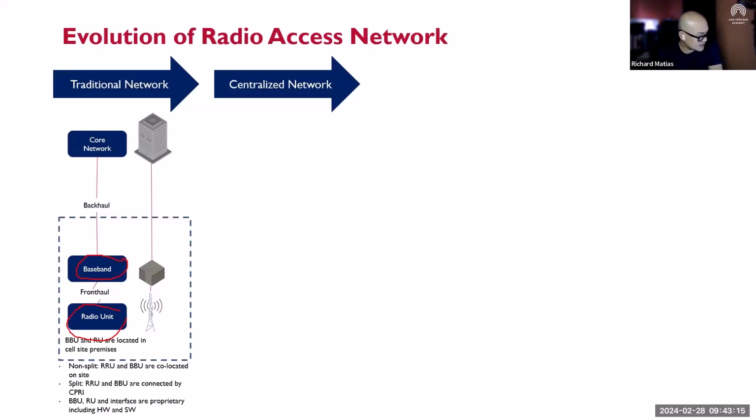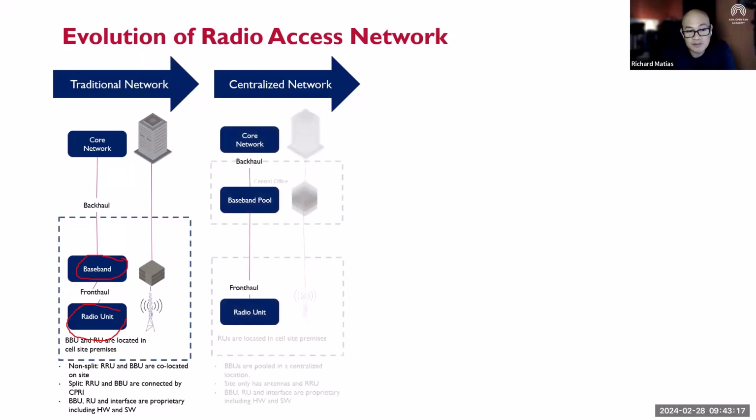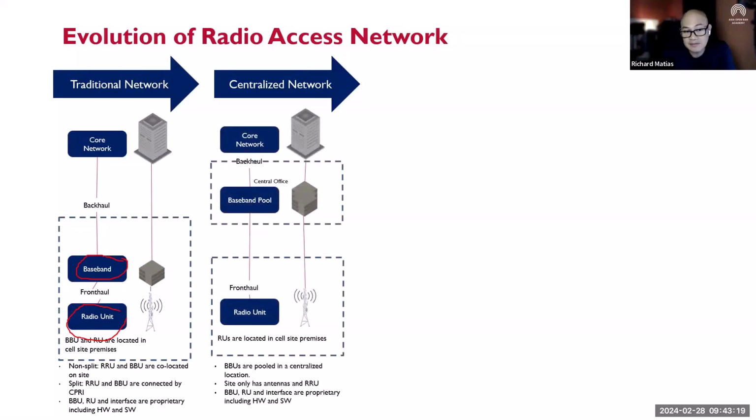The centralized RAN is where we put all the baseband units into a central office and then we pool it. We call it the baseband hotel. We use dark fibers to connect all of these radio units to the baseband pool. So what is left in the cell site are the radio units only.